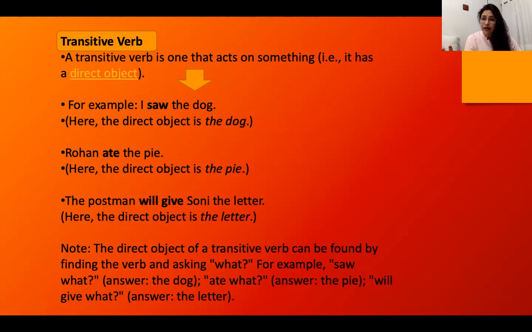Okay, so in the sentence, the postman will give Sony the letter, the postman is the subject, and he will perform an action. On what will the action be? Will give what? We ask the what question: on what is it going to act, and on whom. So it's going to give the letter. Okay, fine. So transitive is clear.